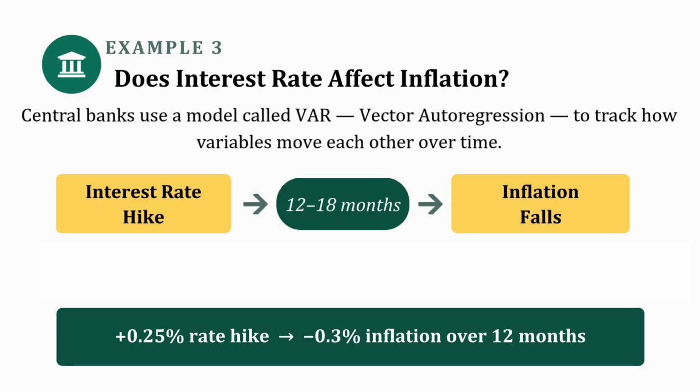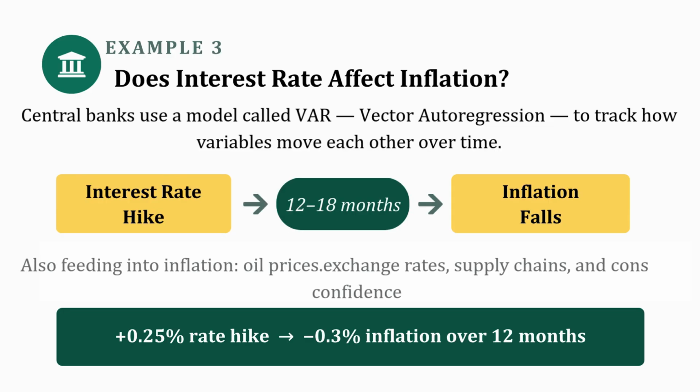But inflation also feeds on oil prices, exchange rates, supply chains, and consumer confidence. Regression separates the rate effect from all of that. Result? A 0.25% hike leads to roughly 0.3% lower inflation over 12 months. Not intuition, a precise number guiding policy for millions.